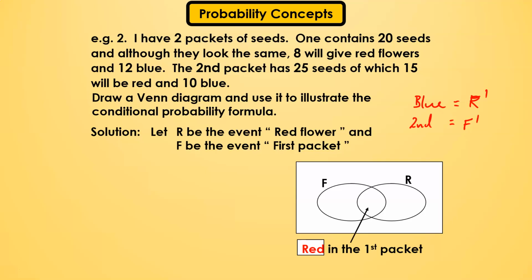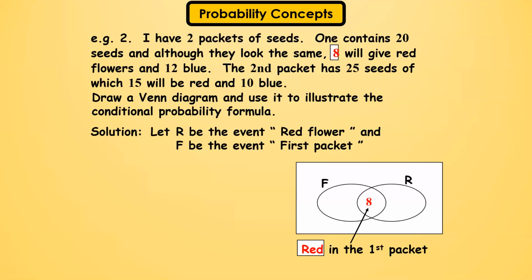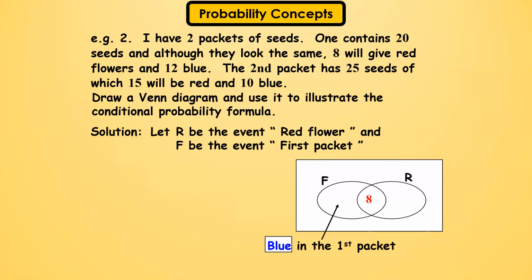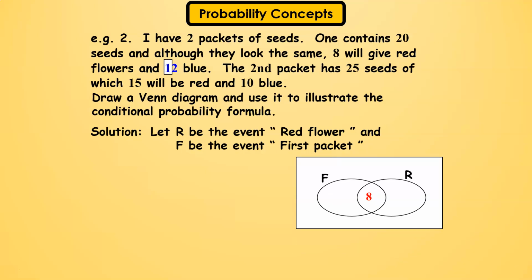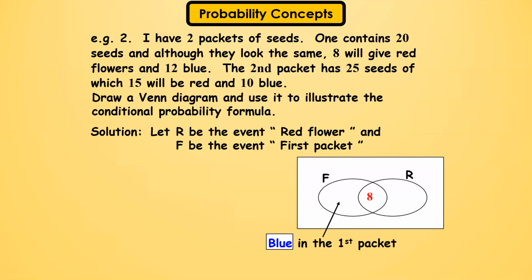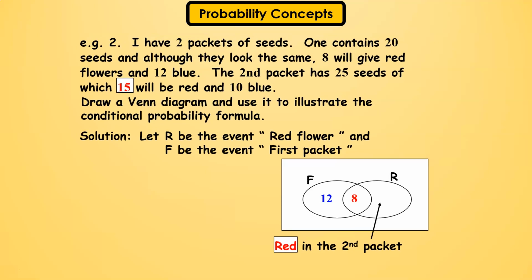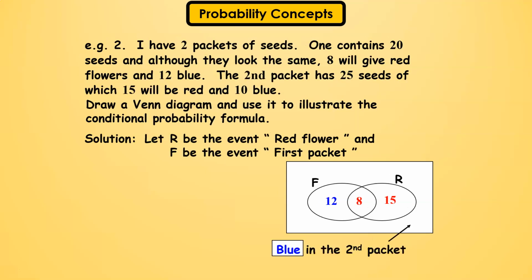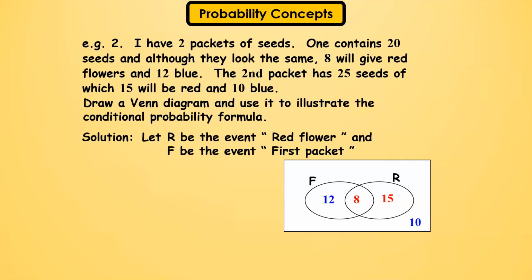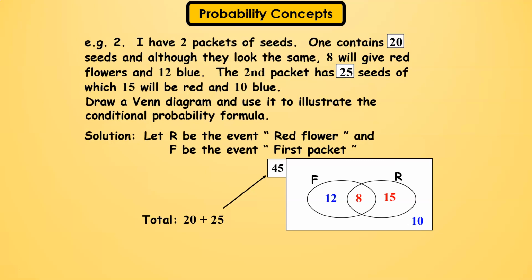So obviously this region is the red in the first packet, so we're going to put 8 in there. The next one is blue from the first packet, so we're going to put 12 in there. Now red from the second packet, which we know is 15, and we know that there are 10 blues from the second packet, which must be outside. So we end up with a total number of seeds, 45, and that all works.